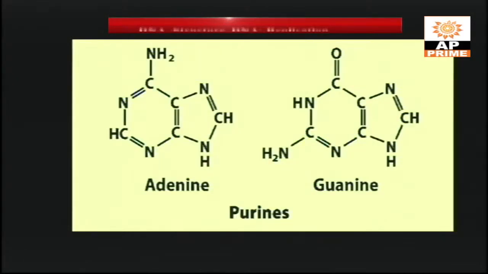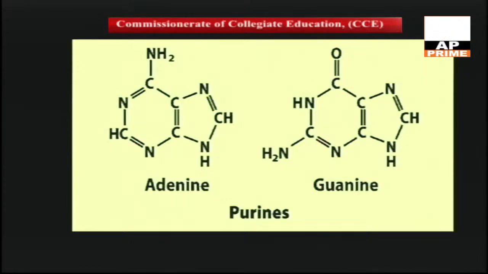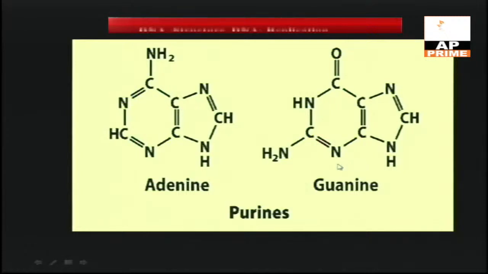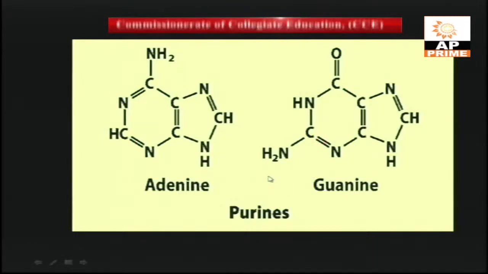Now have a look at the structures of adenine and guanine. Both are double ring containing compounds and you can see that they are fused at positions 4 and 5 carbon atoms and they have nitrogens at positions 7 and 9. They are read in anti-clockwise direction.